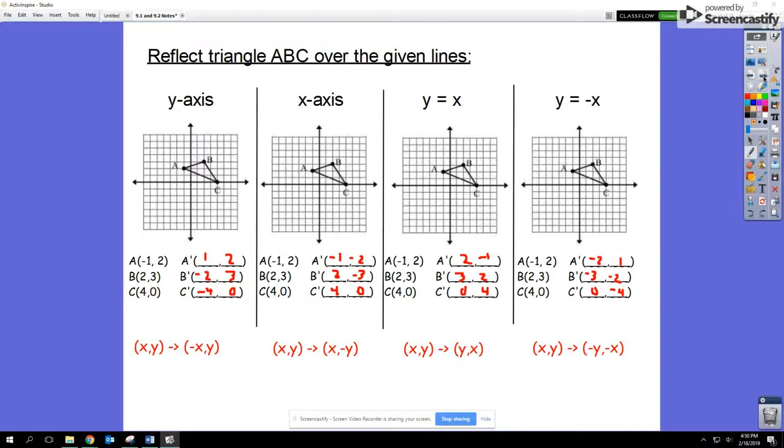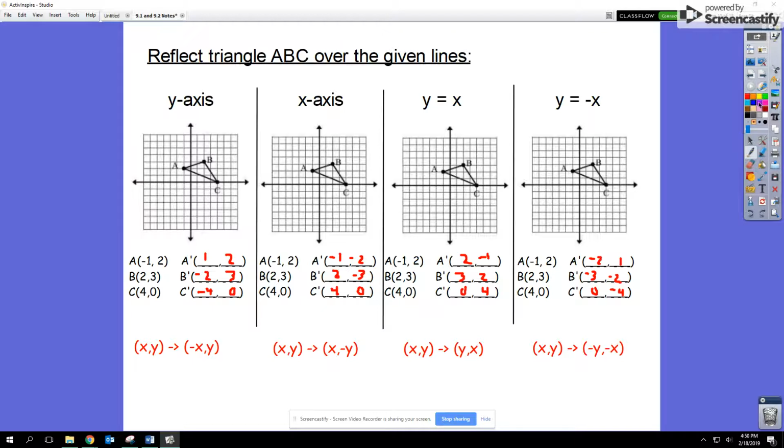These are rules. Instead of having to plot the figure, count spaces, reflect it, and then find the new image, there are shortcuts. So notice it says for the y-axis, if I start with x comma y, instead of plotting and counting spaces, I could just change the sign of the x value and leave the y value the same.